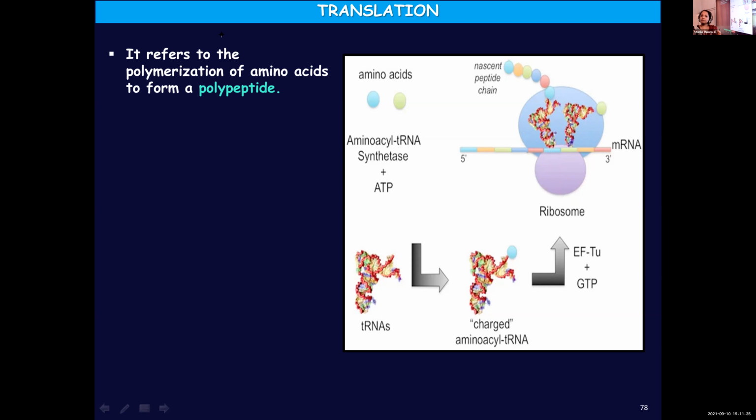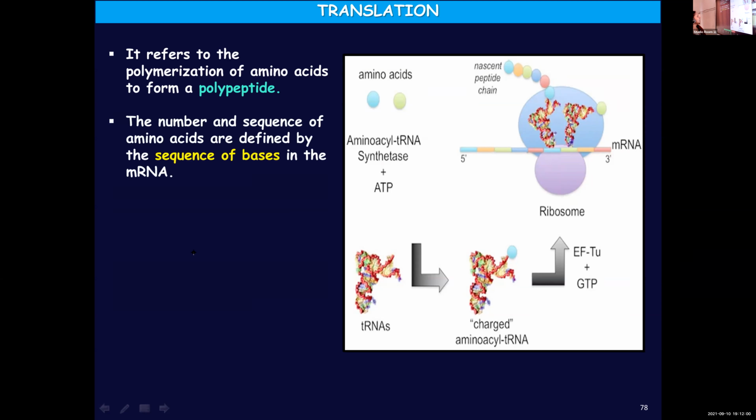And why do we call it a polypeptide rather than poly amino acids? Because these amino acids are linked by peptide bonds. And you call it a polypeptide. Polymerization of amino acids, several amino acids, the monomer units are amino acids. They are joined together to form a polypeptide or protein. So it is a process of polymerizing amino acids to form a polypeptide.